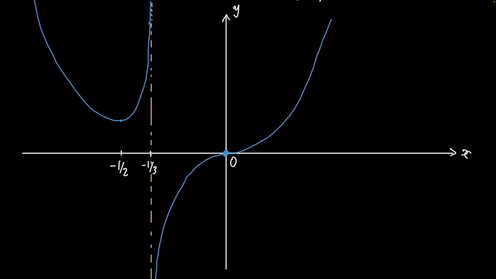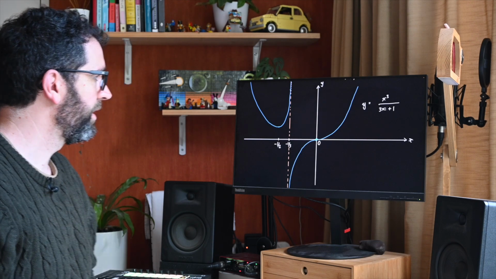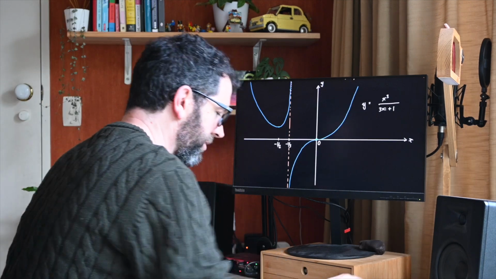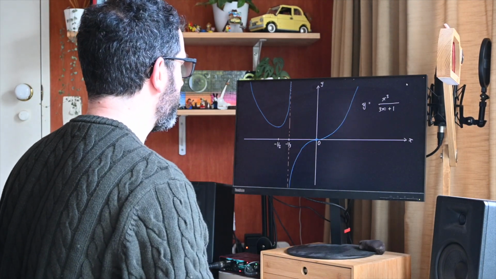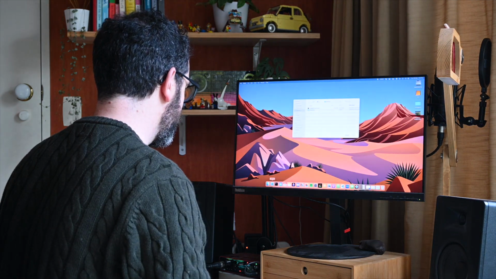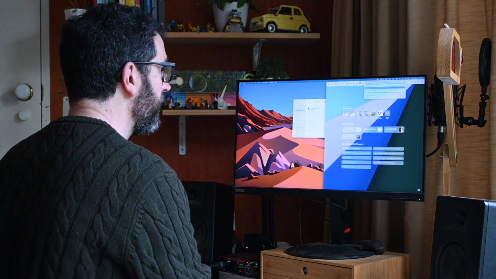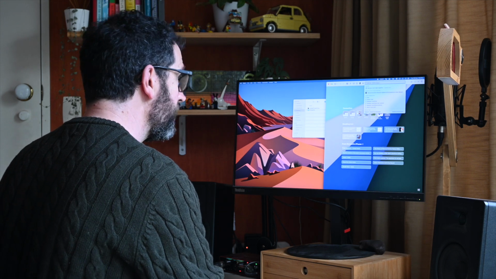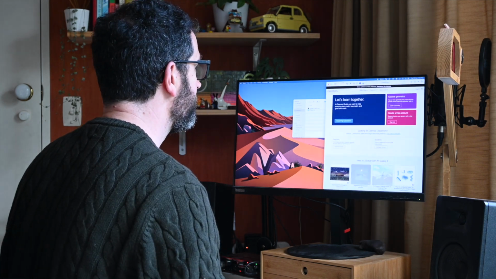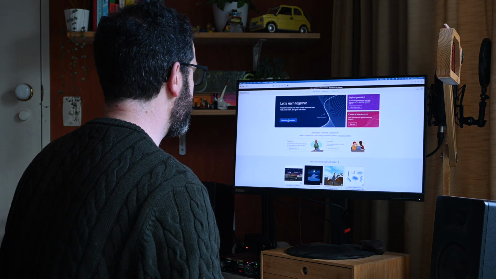So that is a pretty good guess about what our function y equals x cubed over 3x plus 1 looks like. Okay, and in fact we might just jump across to the computer and see if we can plot it and see how close we were. So what I might do is just open Desmos, which is nice for plotting graphs. Graphing calculator.